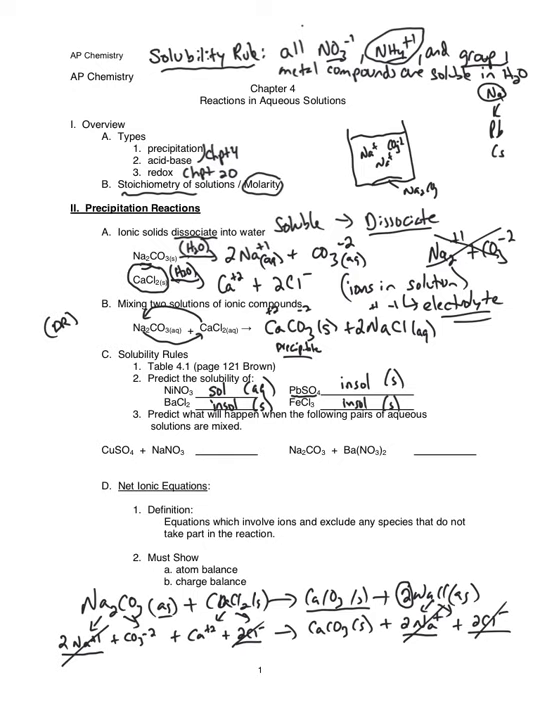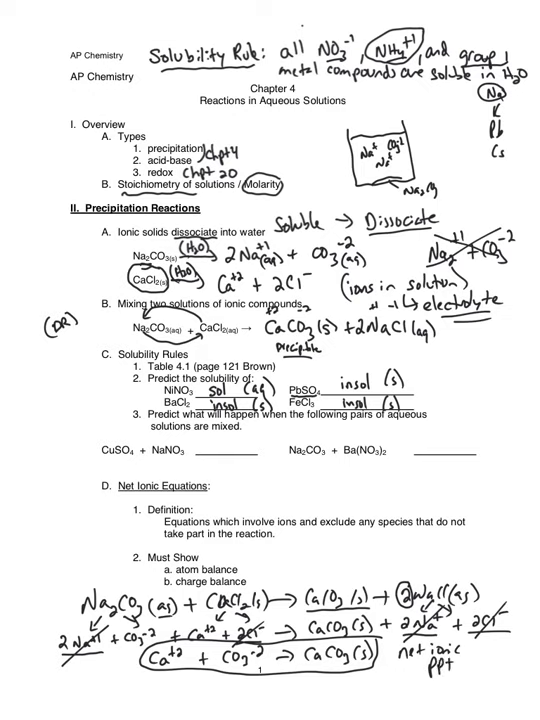The carbonate and calcium you do not see as ions in solution. Instead, they've come together to form a precipitate. And therefore, calcium ions plus carbonate ions produces calcium carbonate. This is your first example of a net ionic reaction. That's a precipitation reaction.